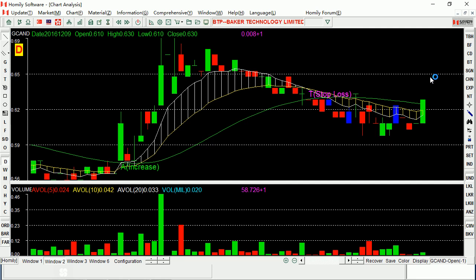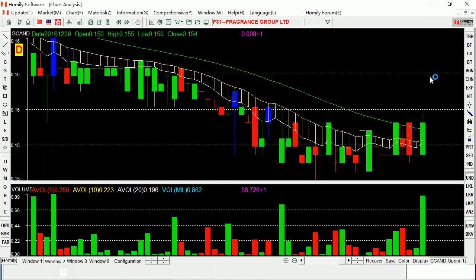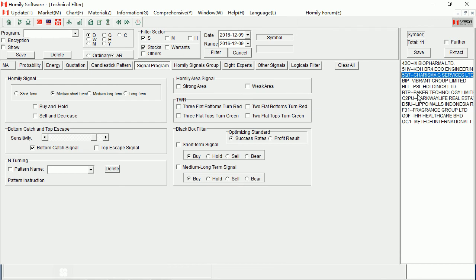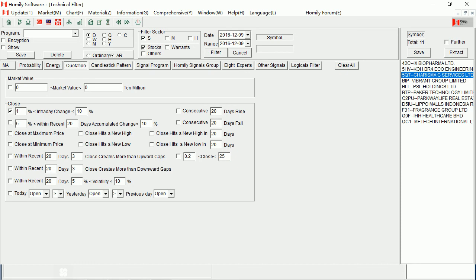This one is better than the others, right? How about this one? But you should know, the trend is still down. If you want to buy, it is only for a rebound, okay? So we filter some stocks. Then if you think you filtered so many stocks, you can add one more position. One more position is, not this one, you can clear this one. 1, 2, 10. You can add one more position, then click filter.